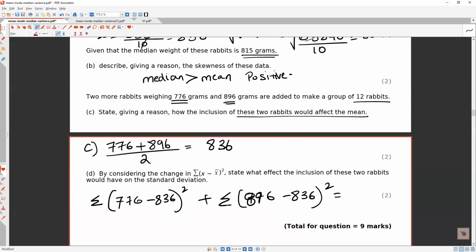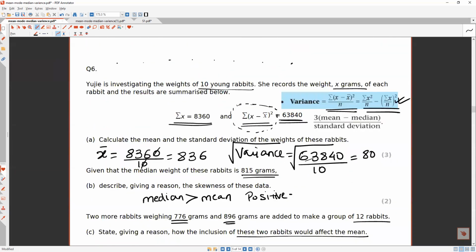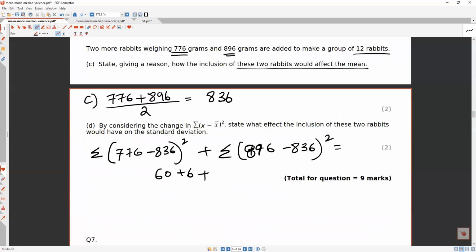How much are you getting for the two in total? This one will be 60, this will also be 60. So what is your total? Even something else is also given to you, right? 63840 is given to you. The whole 63840. So 63840 divided by, these have to be squared, yes, have to be squared, sorry. This divided by 12, you will see your value will be less than before. Your value is less than the standard deviation. So therefore the standard deviation is going to be less.